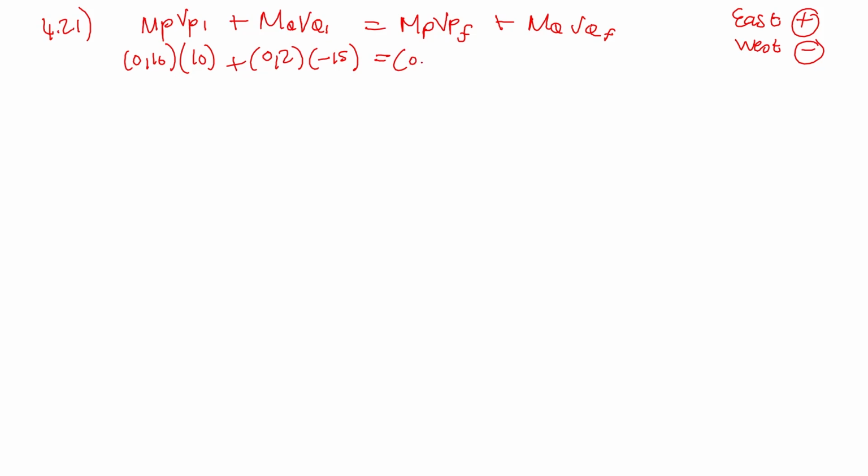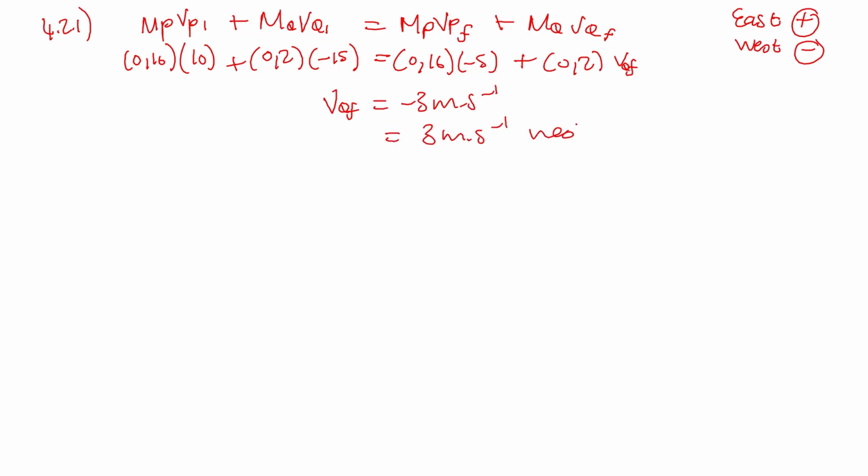Then the mass is the same, 0.16, but the final velocity is 5 meters west, so it's negative 5. Mass remains the same and velocity is unknown. Then you do your multiplication, you do your addition, and you take V over, and you get your final velocity of Q to be negative 3 meters per second, and you just write a final answer of 3 meters per second to the west. Okay.